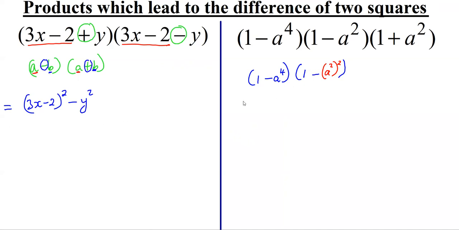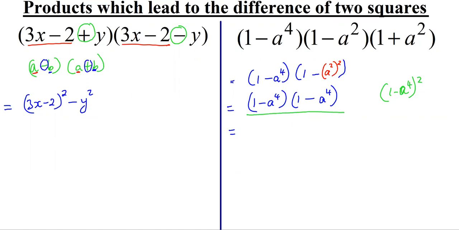So what are you going to get as your final answer here? It's going to be 1 minus a to the power of 4. That's what we get there. You can leave it like that, but you can also put it as 1 minus a to the 4 squared. Okay, that's your final answer.